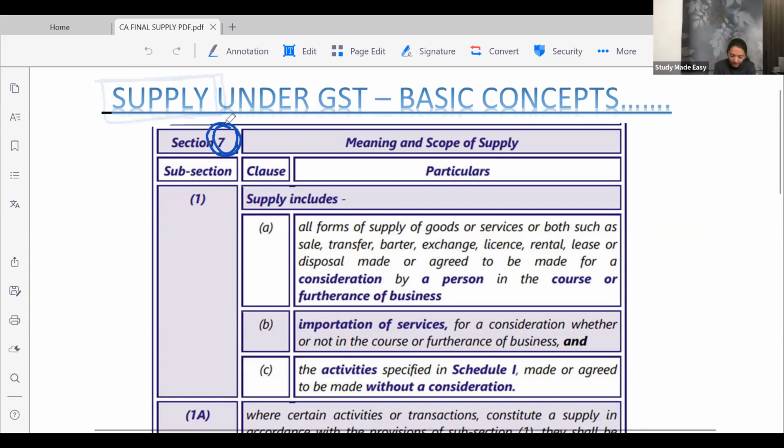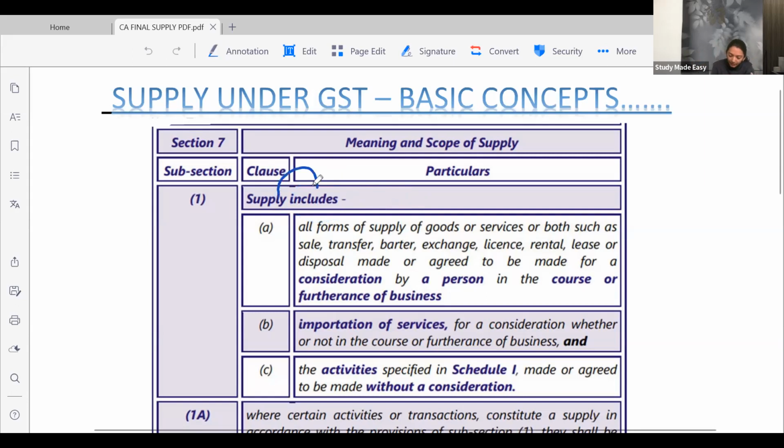Okay, so we are going to understand the definition of supply. Section number 7 is about the definition of supply, and it states that supply includes. Yesterday it was my mistake. I by mistake said that "means" has been written here. It's not "means", it is "includes". So it is an inclusive definition.